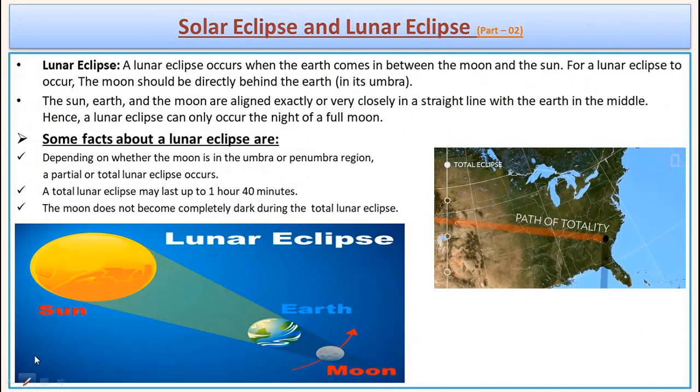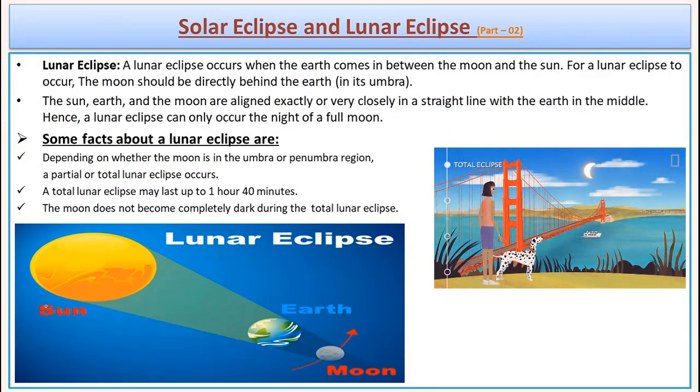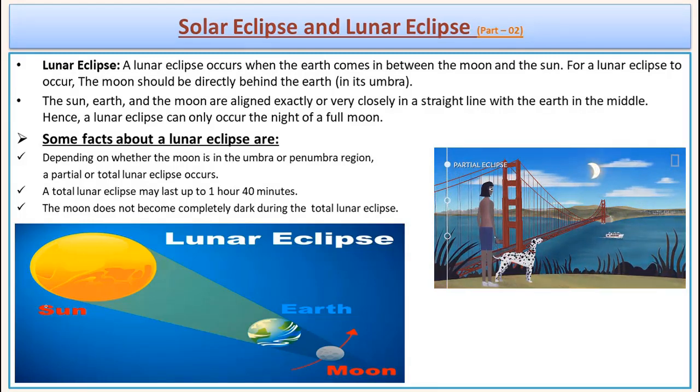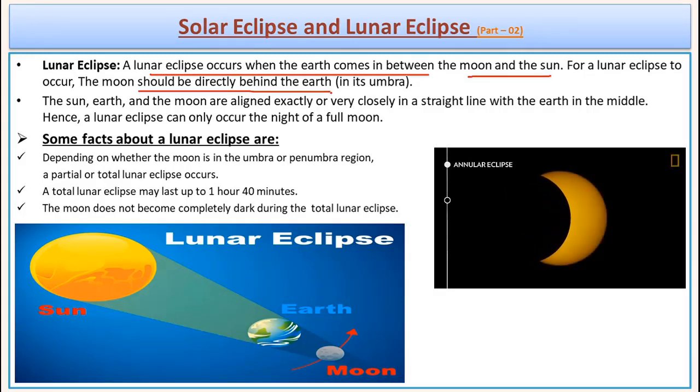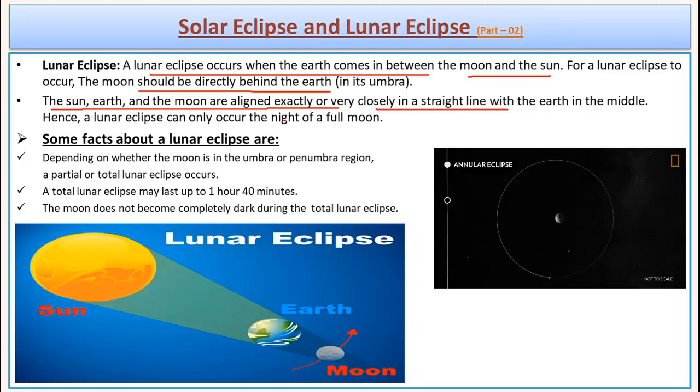Lunar eclipse. A lunar eclipse is again a kind of eclipse which we experience in our solar system, but due to the change in the position of the Earth and Moon. A lunar eclipse occurs when the Earth comes in between the Moon and Sun. The Moon should be directly behind the Earth. The Sun, Earth and the Moon are aligned exactly or very closely in a straight line. Hence, a lunar eclipse can only occur on the night of a full moon.